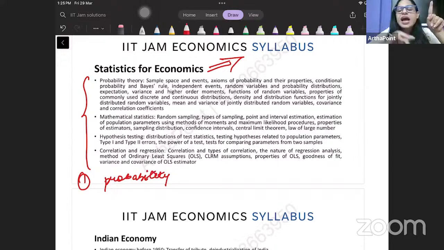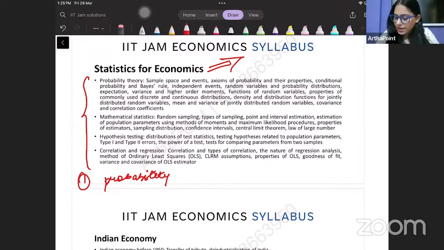So in probability, I will be talking about everything. We will talk about what is Bayes theorem, independent events, exhaustive events, inclusive events, what are moments, and other things. So we will be talking about everything related to probability.